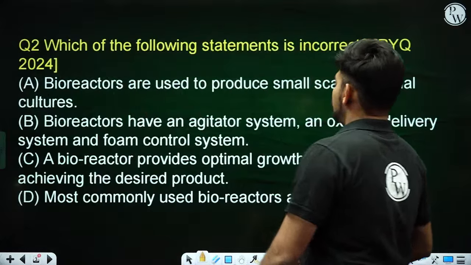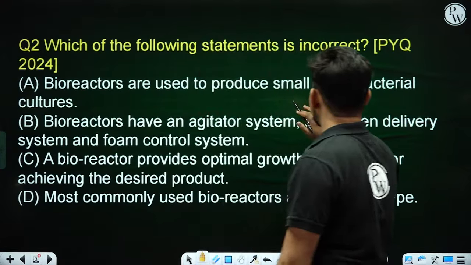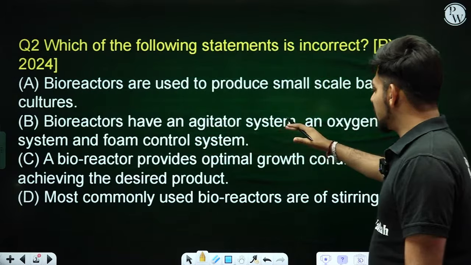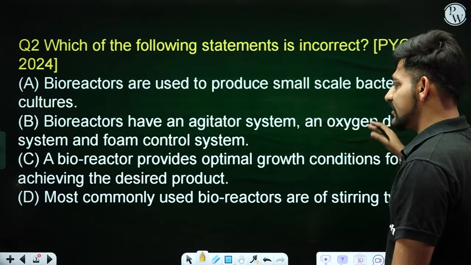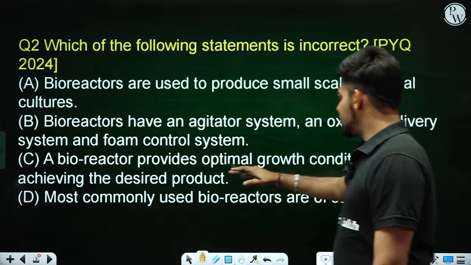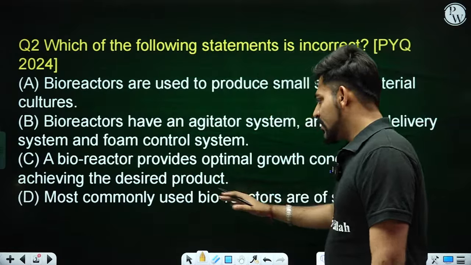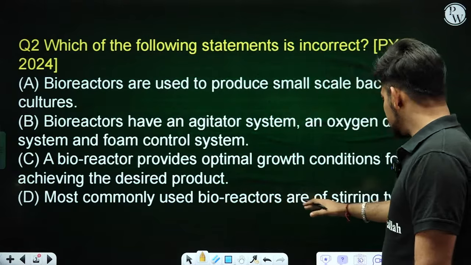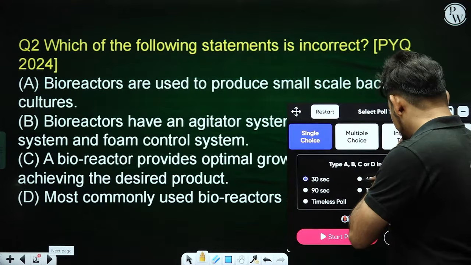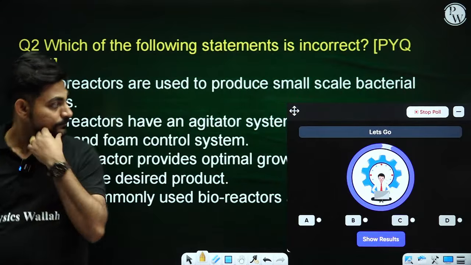Next question: which of the following statements is incorrect? Bioreactors are used to produce small scale bacterial culture. Bioreactors have an agitator system, an oxygen delivery system, and a foam control system. A bioreactor provides optimal growth conditions for achieving the desired product. The most commonly used bioreactors are stirred type bioreactors. So here I'm starting the poll, and you can answer accordingly.